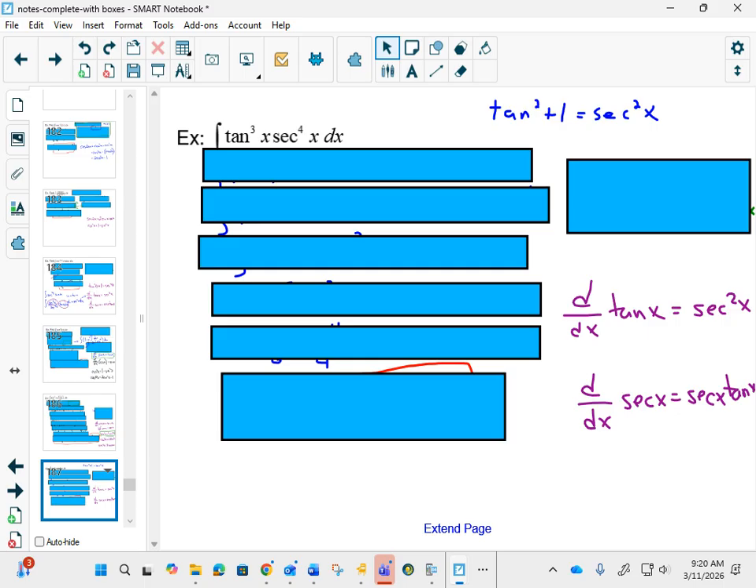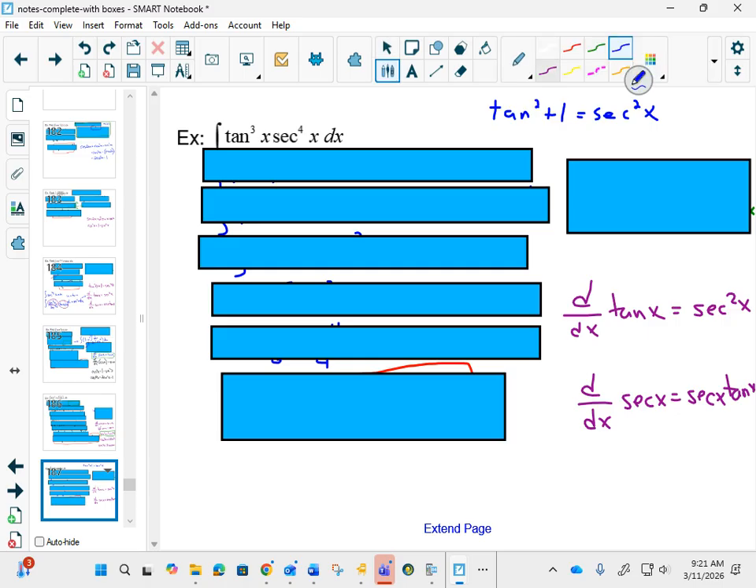And if you're stuck thinking about it right now, my next thing I would get you to think about is use the derivatives here. Think, if you replace the dx with a secant squared dx, what's left? If you replaced the dx with a secant x tan x there, what would be left? And I'll show you what I mean by that before.